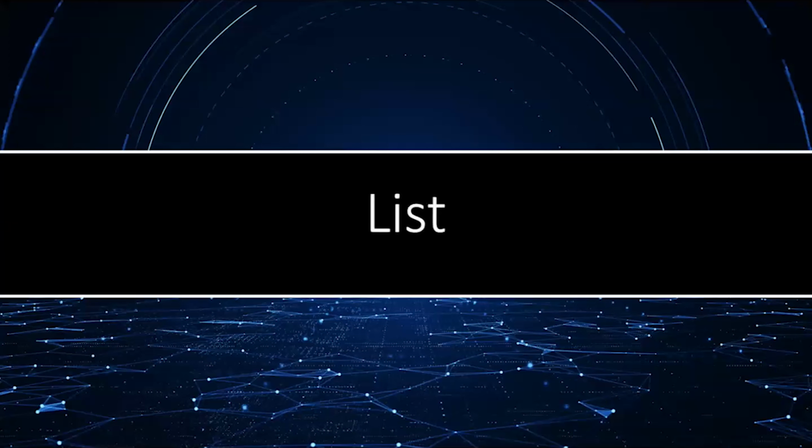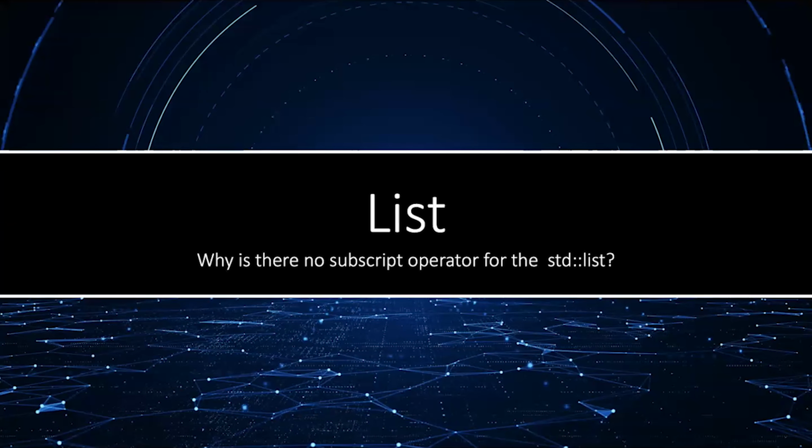Today's video will explain why C++'s list class does not have the array index operator. Hello, I'm James Helfrich. The list class is a linked list in C++, and it does not have the square bracket, otherwise known as the array index operator. This video will explain why that is.